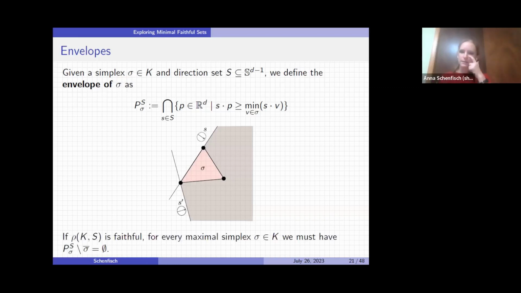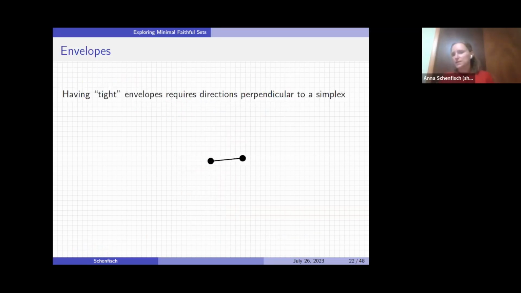And just like the point, where we wanted the envelope of the point to be tight and only have the point and nothing else, the same is true for maximal simplices. So maximal meaning not a face of anything higher dimensional. So if we want to have a faithful set of non-augmented descriptors, we have to have tight envelopes for all the maximal simplices. All right. So this condition of having tight envelopes is going to require a lot of directions that are perpendicular to a simplex, of course, as long as you have high enough codimension.